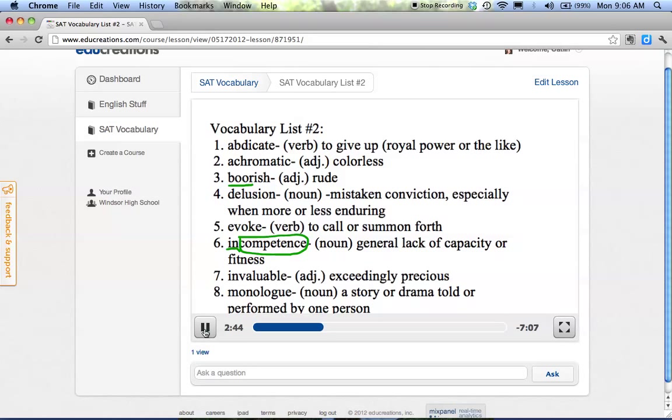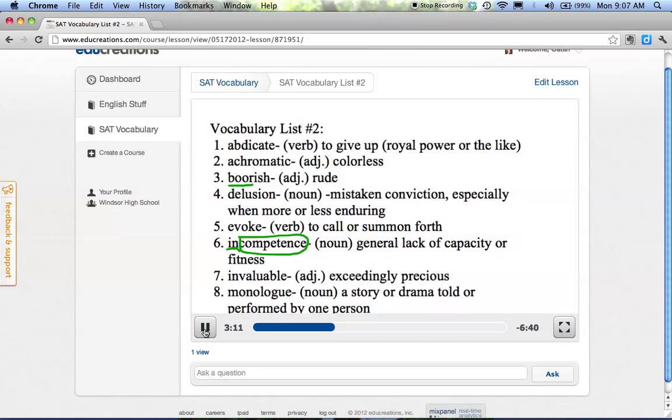So for example, if I go into a store and I ask the employee a question and they're not able to help me, or they don't seem to have any idea what is in the store or how to navigate the store, I feel like they are demonstrating incompetence. They don't have the knowledge to help me as the customer. When someone demonstrates incompetence, they are described as incompetent, which is the adjective form of this word.